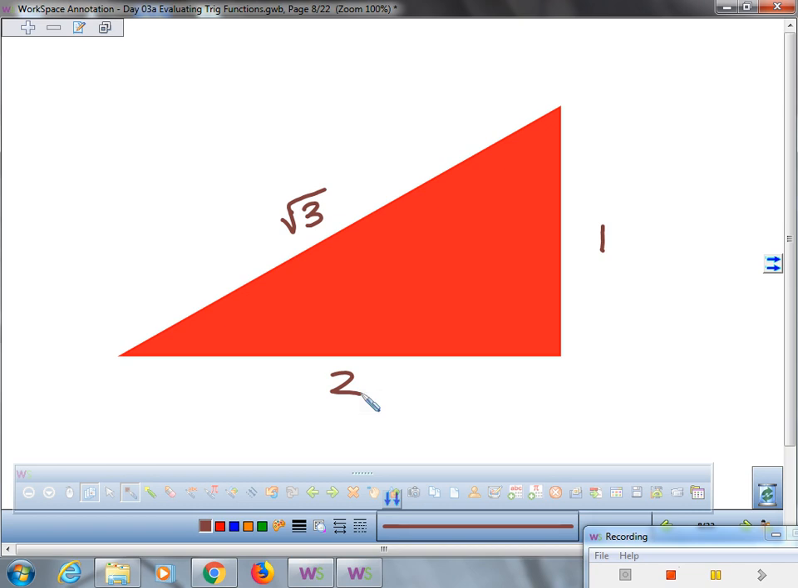Because this is the bigger side and that looks like a bigger number, right? Is this a bigger number? What's 2 in root form? Well, root 4. So now which one's the bigger one? This one's the bigger one, but which is the bigger side? This one, the hypotenuse is the bigger side.